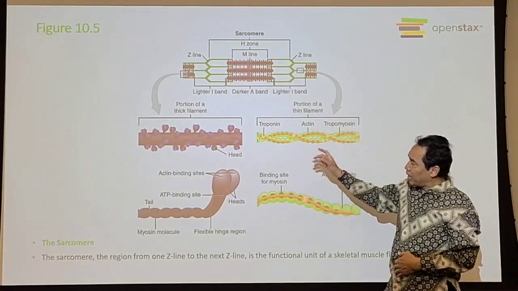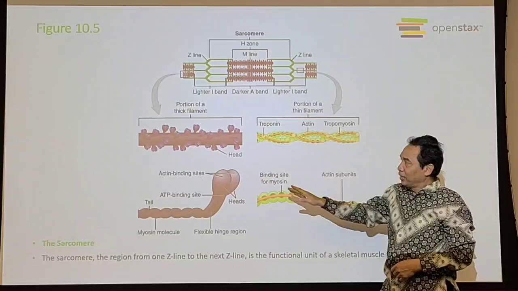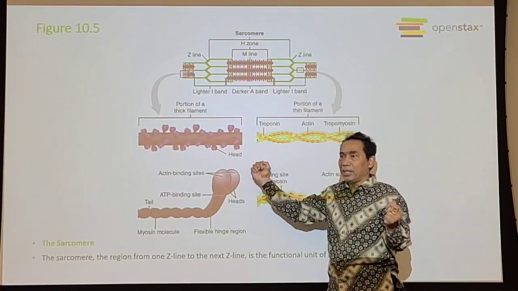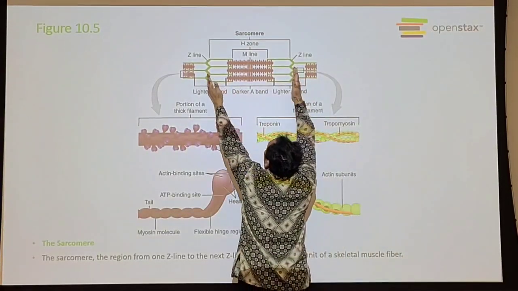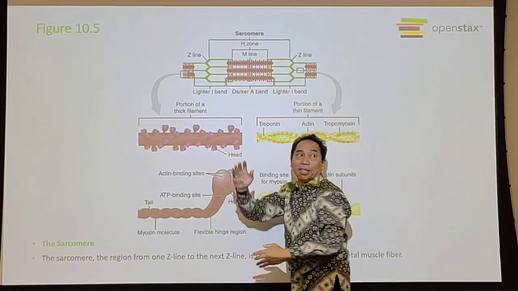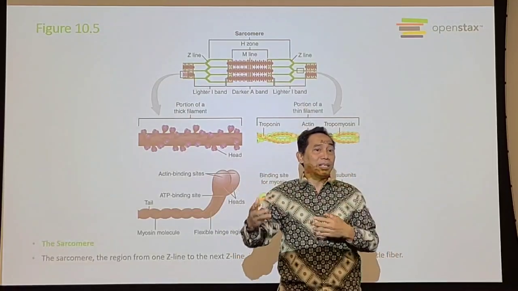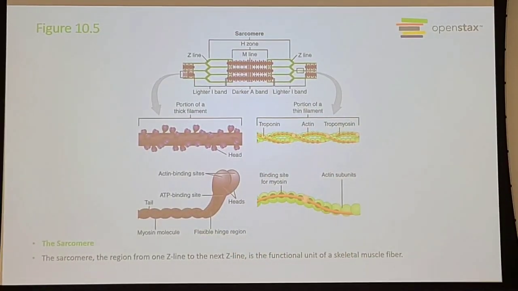It requires calcium to bind to the troponin to open this binding site. Then the head will attach on it. If we have the energy, it will pull the actin into the middle. And what happens with this unit over here, what do you call it? The sarcomere will be shorter, right? Shorter, and the whole muscle will also be shorter and generate force. Now, look at this.